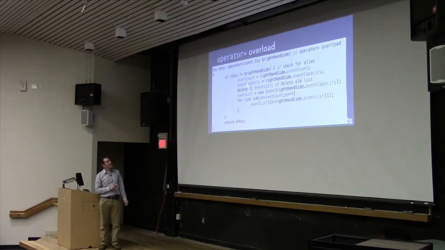Okay? In this case, we want to say, we change the event count and event capacity. We make them the same as the one we're passing in to copy. Then we have to delete the event list for the one we've already got, because in this case, we already have some day that's already got its own event list. That's when we have to say, hey, delete it.